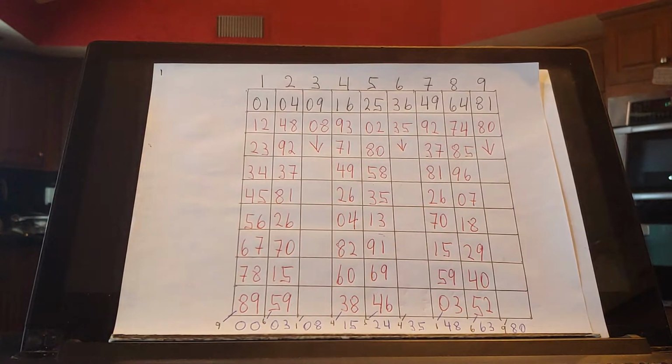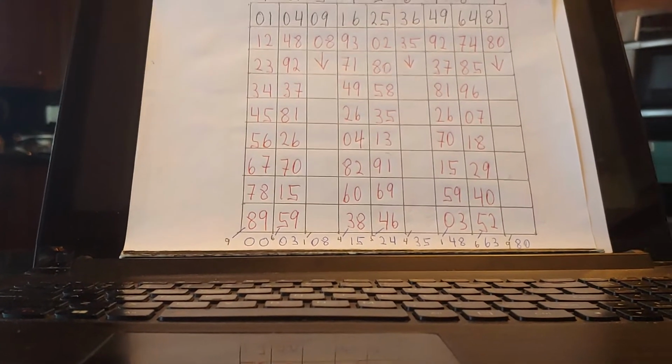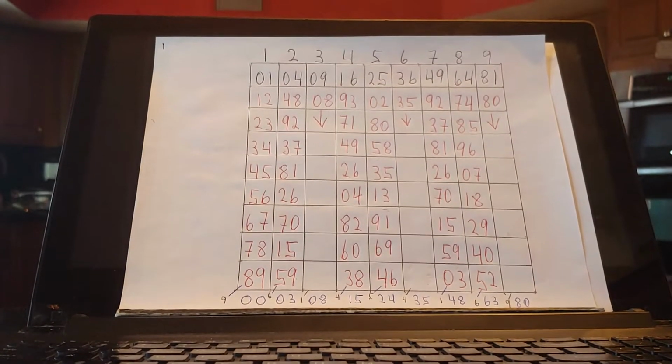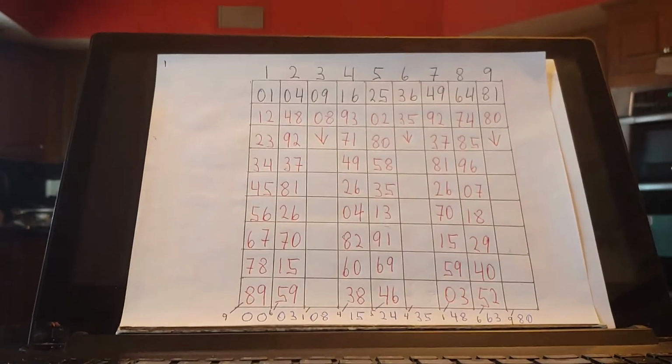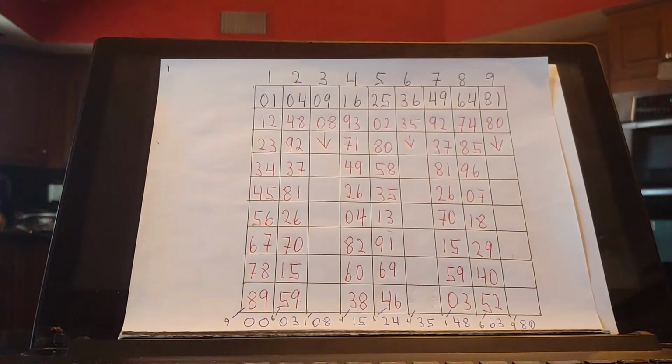And let's see if we get that all in there. It's good enough. Stay there. Okay.